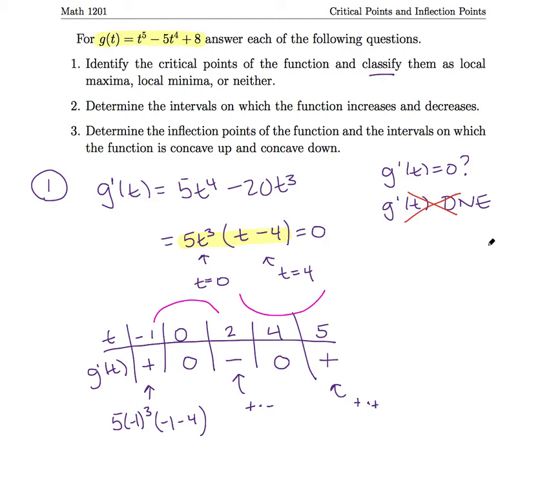Okay, so let's just write out what our final answer for this is to classify. So we have a local minimum at t equals 4, and we have a local maximum at the other critical point, which was t equals 0.